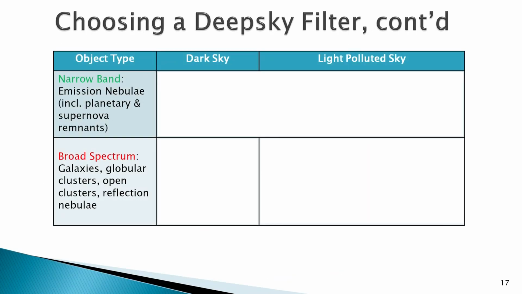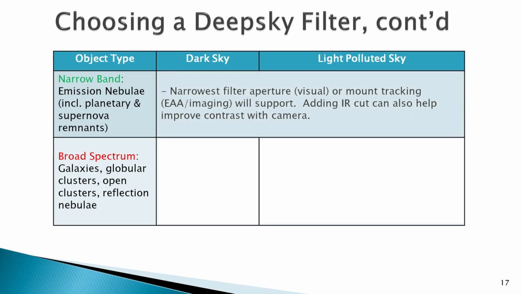At last we have come to where the rubber hits the road. What is the best deep sky filter to use? If you are observing or imaging a narrow-band object, the best filter to use is the narrowest bandpass filter your aperture or mount tracking will handle, regardless of how much light pollution you have, be it Bortle 2 or Bortle 9. Adding an IR cut filter can also help to improve contrast if using a camera.